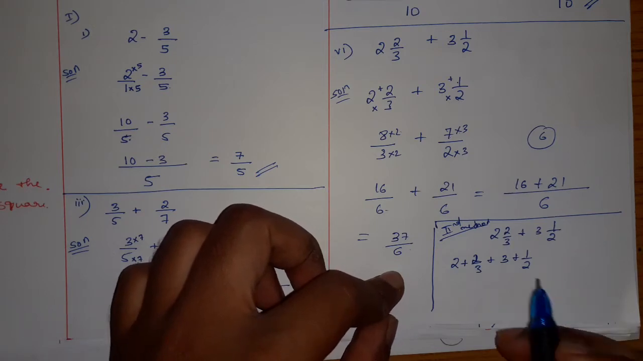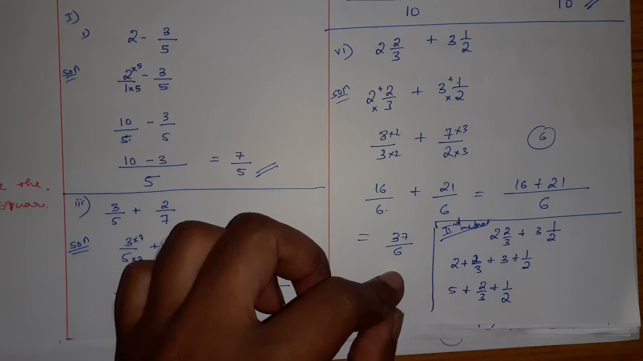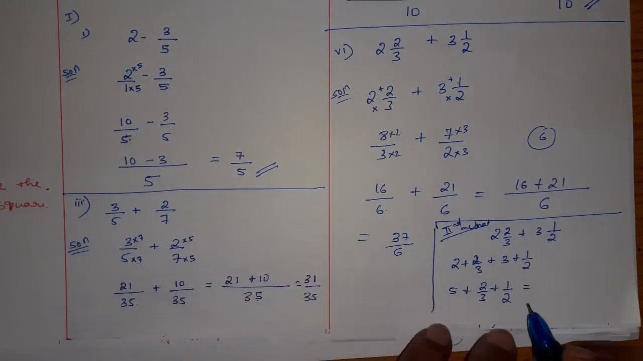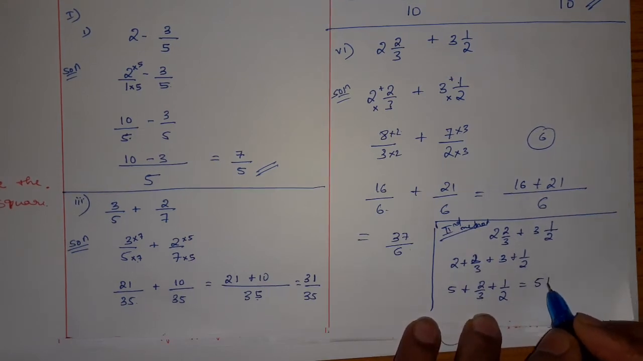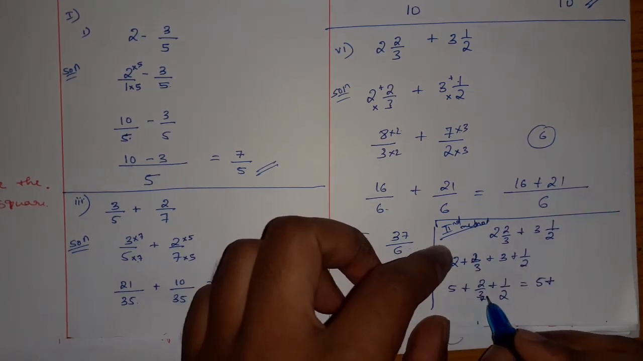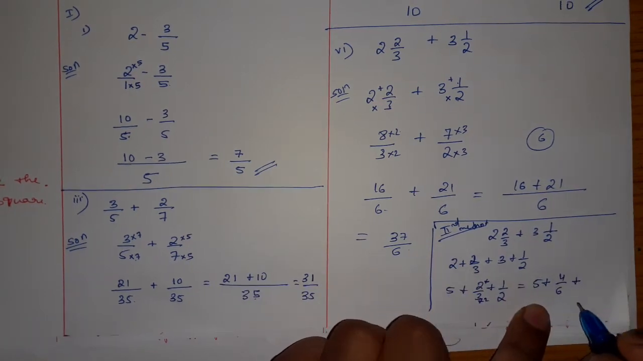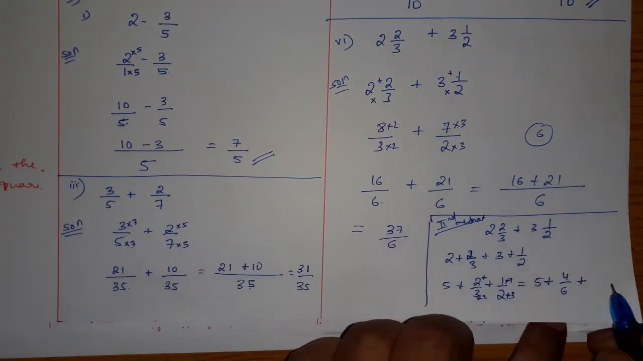Okay, then this 2 plus 3 will become 5. 2 plus 3 is going to become 5. This 2 by 3 plus 1 by 2 remains. Same, in 3 and 2, 6 is common. This 5 plus 2 by 3: here you will multiply by 2, it will become 4 by 6, plus here 1 by 2, you are going to multiply by 3, it will become 3 by 6.